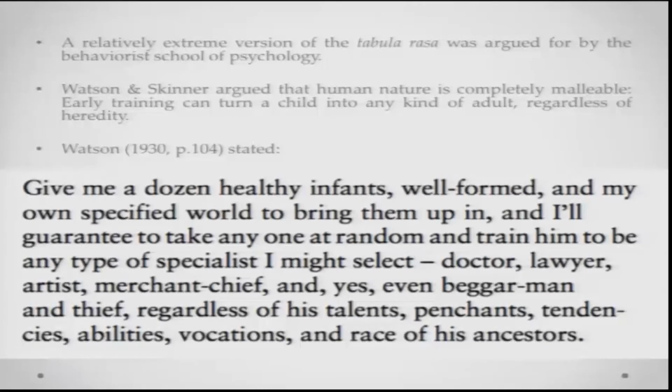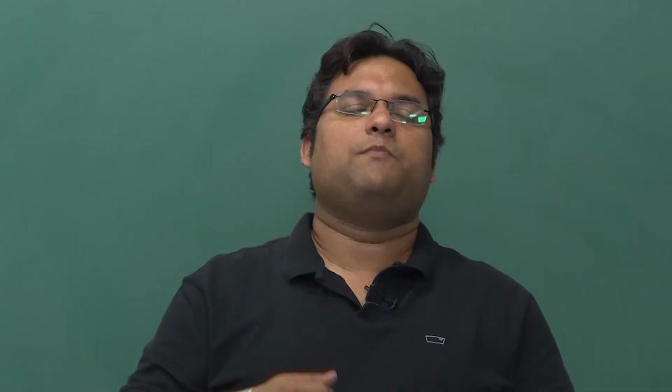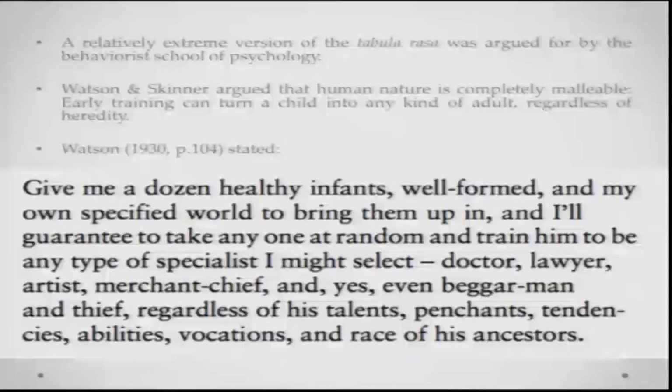You could remember John Watson, B.F. Skinner, and some others, Edward Thorndike for that matter. Now, Watson and Skinner argued that human nature is completely malleable. You can kind of get people to do whatever they want if you're just manipulating the rewards and consequences, the rewards and punishments. Now, early training. So, what they believed was that early training can turn a child into any kind of adult regardless of heredity. So, these people are giving a lot of importance to the nurture part and not so much to the nature part.